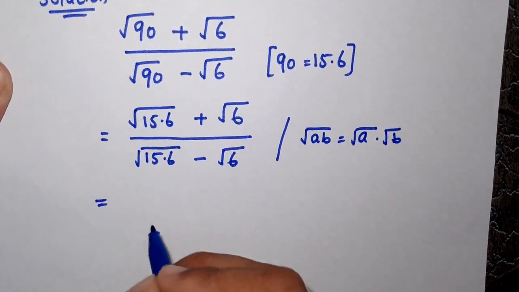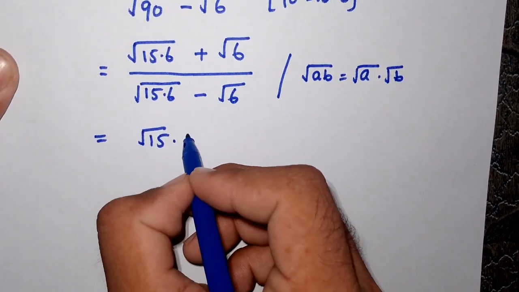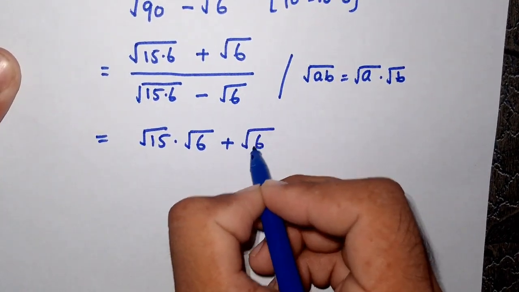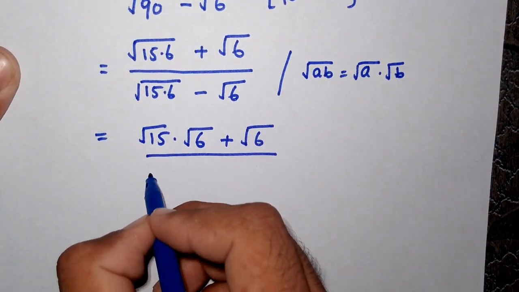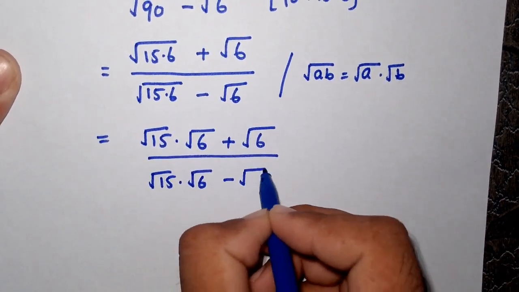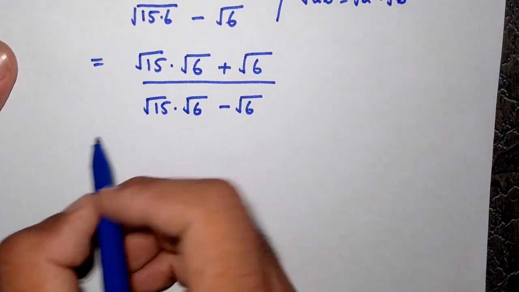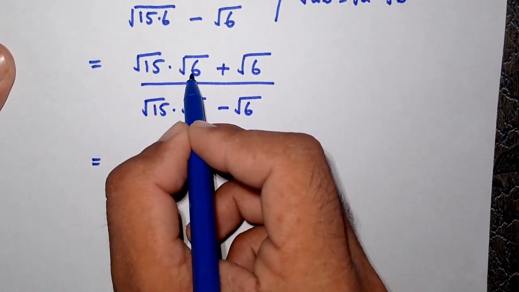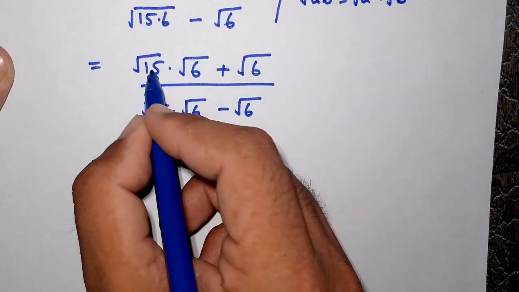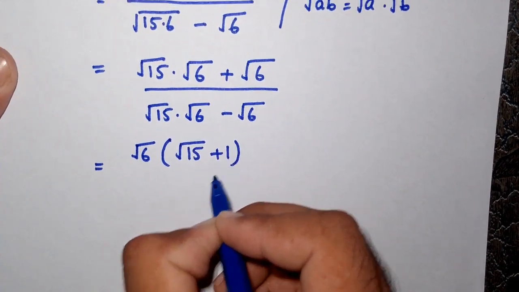So this will become square root of 15 times square root of 6 plus square root of 6 over square root of 15 times square root of 6 minus square root of 6. Now in the next step, to solve this interesting question, we have to take common square root of 6. So square root of 6 taking common, here square root of 15 left, here plus 1 left.